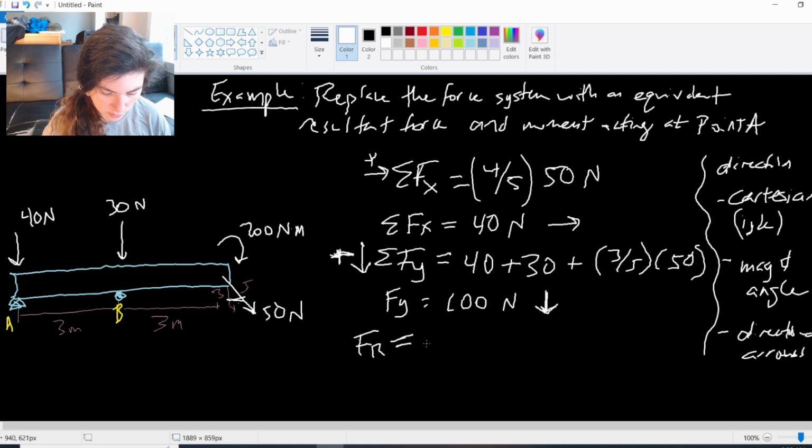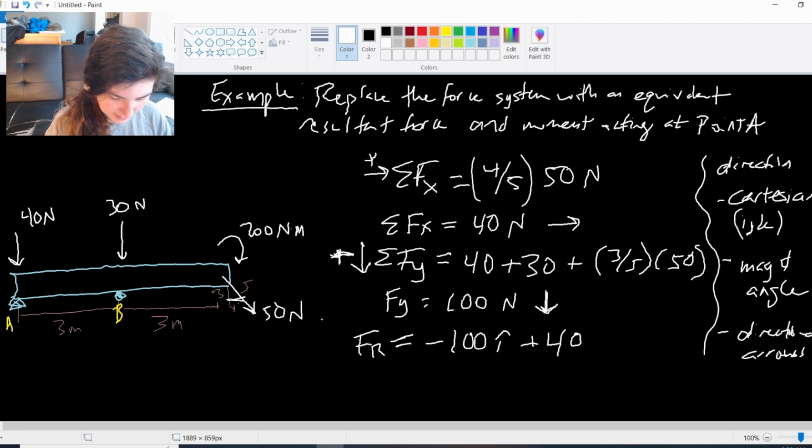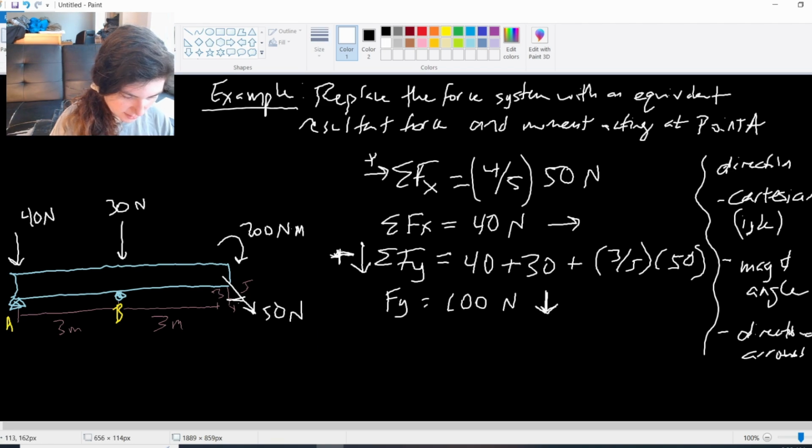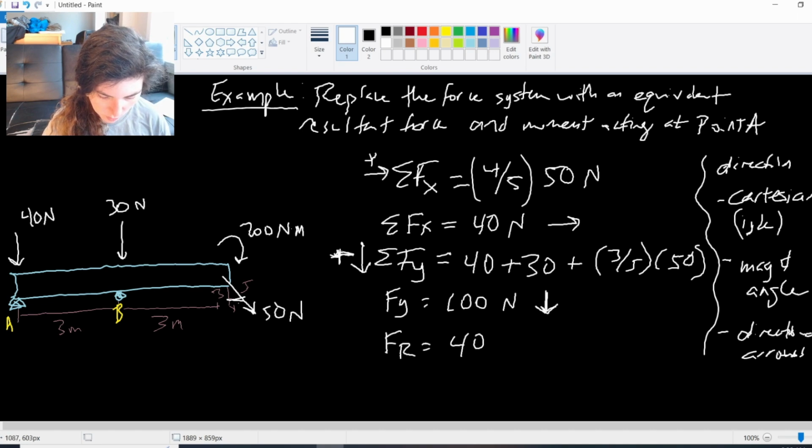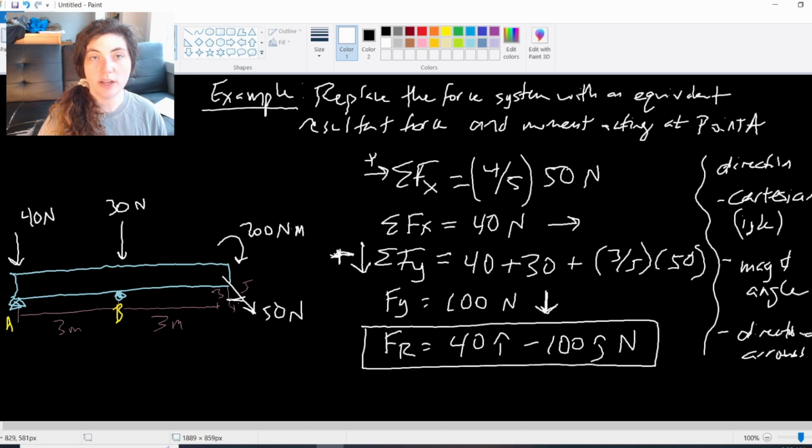Our IJK form. So that would be negative 100 I hat plus 40. That's backwards, isn't it? Yes, it is. Our resultant force is 40 I hat minus 100, right? It's in the negative y direction, minus 100 j hat newtons. So you can write it just like this. This would be the equivalent resultant force.